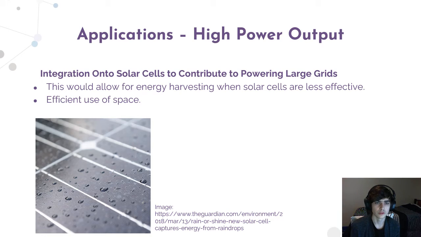TNGs could be integrated onto solar cells to contribute to powering large grids. This would allow for energy harvesting when solar cells are less effective, such as during a storm. By placing our TNGs on the surface of solar cells, they do not occupy any more space, effectively increasing the efficiency of the solar panels in rainy weather.